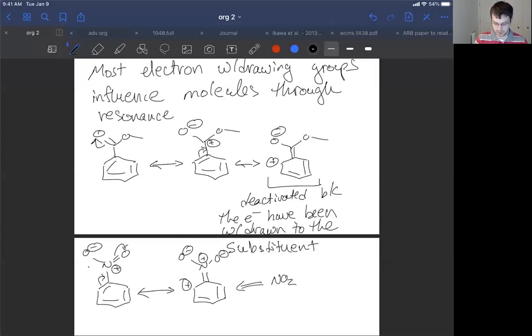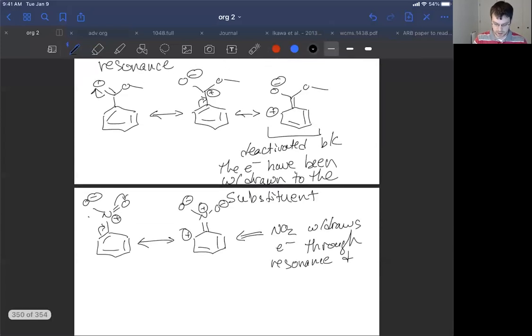So the NO2 withdraws electron density through resonance, and inductive effects, because the nitrogen is more electronegative than carbon.